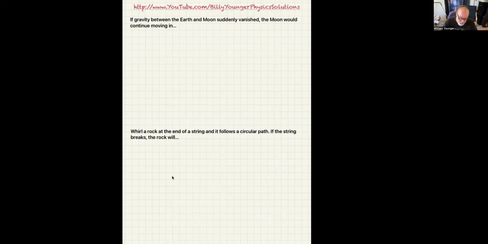So the first question we have here is: if gravity between the Earth and the Moon suddenly vanished, the Moon would continue moving in what way? This is just a typical example that we would ask you. Normally, it would have a multiple choice type answer, but in this case, I'm asking for an open-ended response. Basically, when an object is in orbit, for instance around the Earth, which is what the Moon is doing, you could imagine that this is the path it's following.